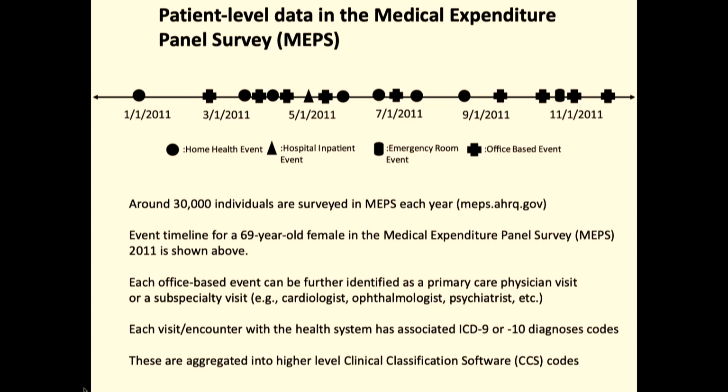So to test this idea out, I've been working with the Medical Expenditure Panel Survey. It's a data set that is released by the Agency for Healthcare Research and Quality. About 28,000 to 34,000 individuals are surveyed every year across the country. And this information is released to the public. It's de-identified, anonymized, and released to the public. So anybody can download this data set. And it's a very rich data set.